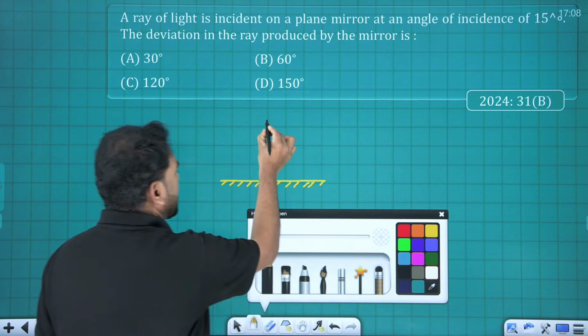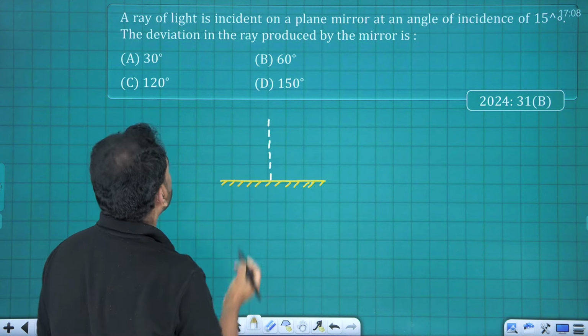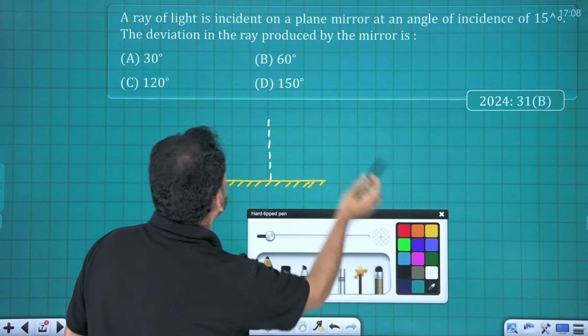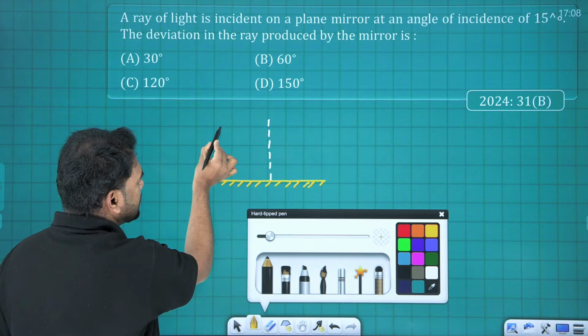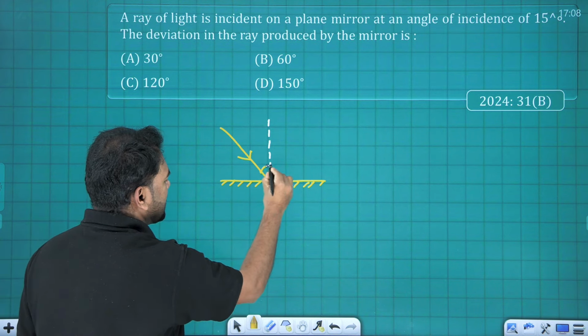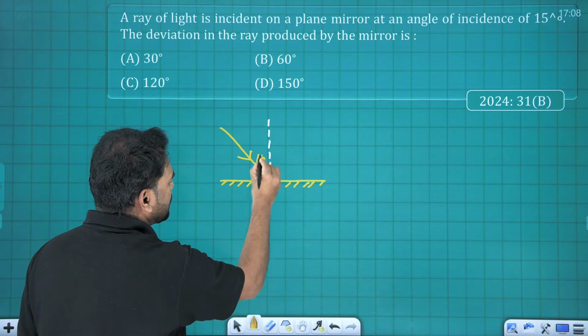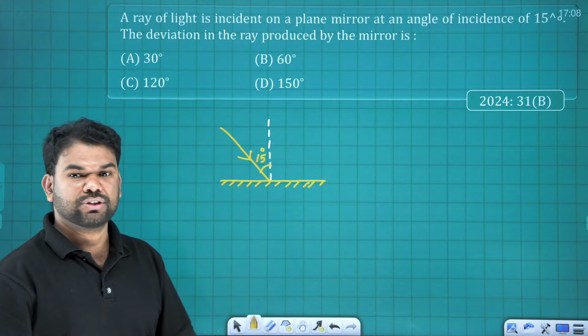Now we can draw the normal. Let this be the normal. Now, as per the question, it is given that a ray of light is incident on a plane mirror at an angle of incidence 15 degree. Let this be the incident ray. As per the question, the angle of incidence is 15 degree. So, this is the angle of incidence, 15 degree given in the question.